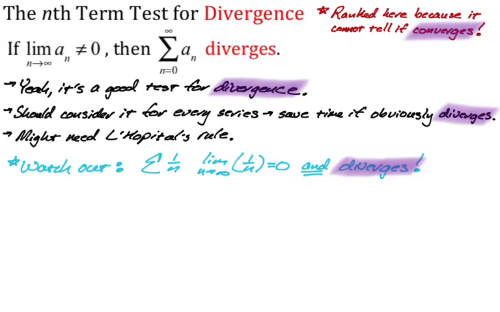So some examples, I don't know. You could use it on literally every series, and it will tell you that a series diverges if it does, and if you can find the limit, but it will never tell you if a series converges.